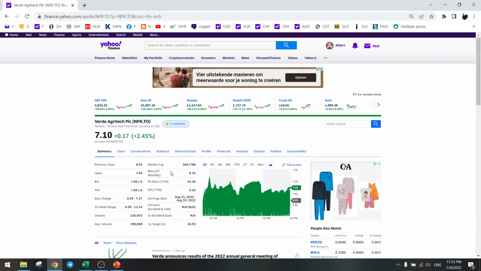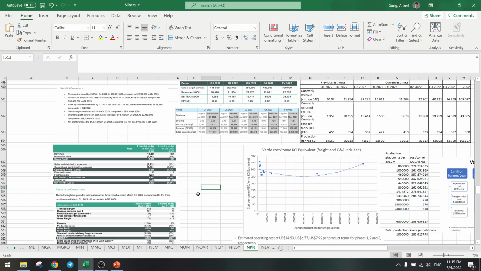So, 368 million market cap, that's about 277 million US dollars. And let's calculate the PE ratio. So first we need to know how we calculate the earnings.